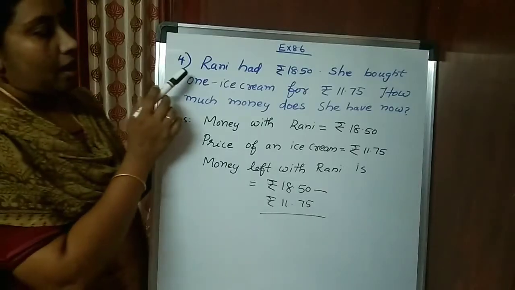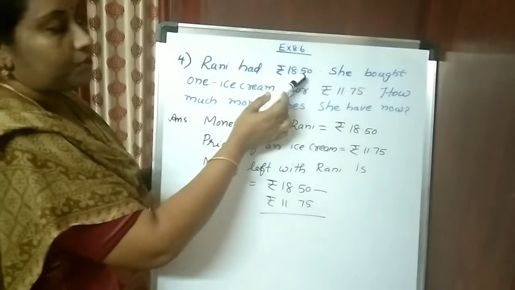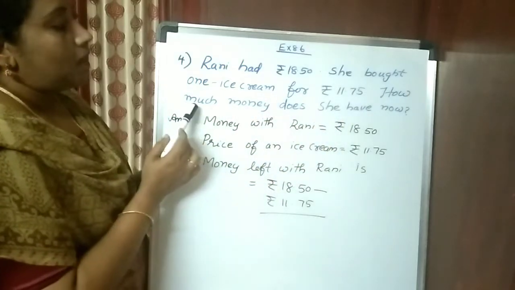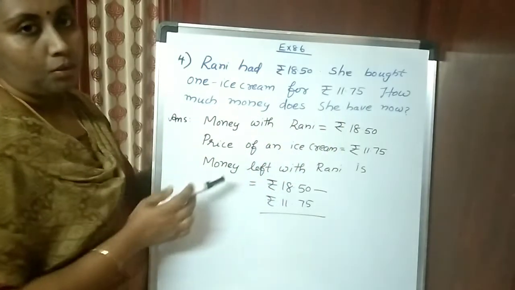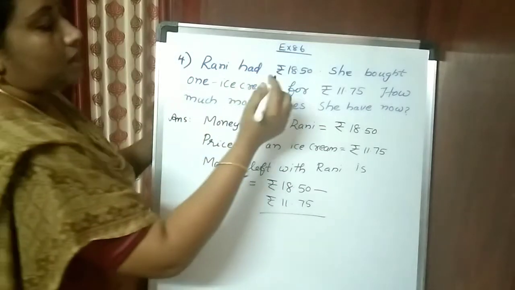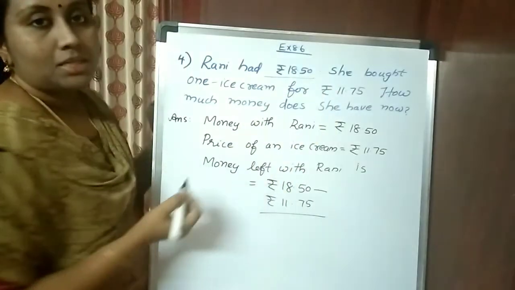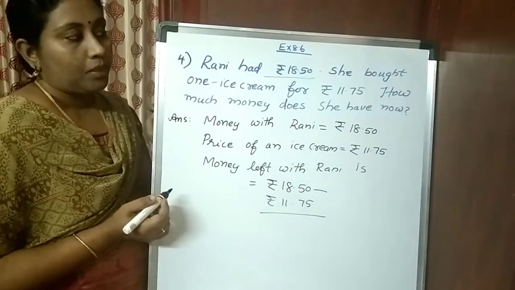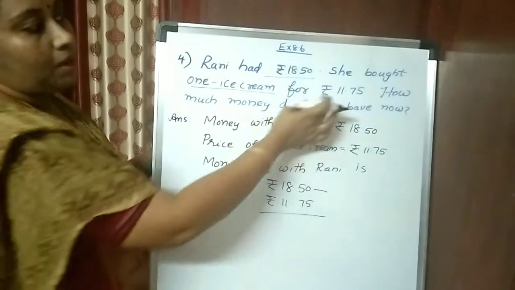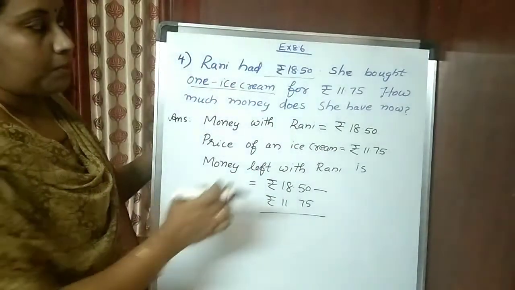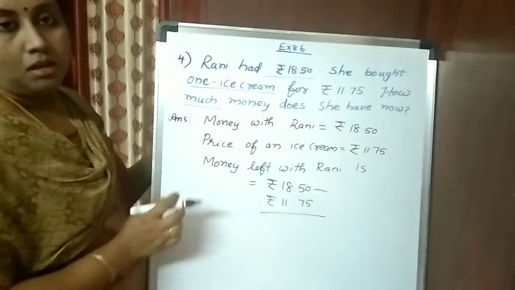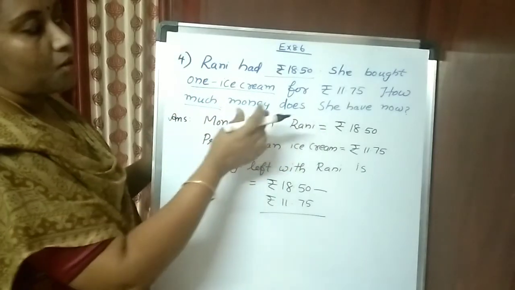Okay. Rani had rupees 18 and 50 paise. She bought one ice cream for rupees 11 and 75 paise. How much money does she have now? Here also which are the given things? Yes, Rani had rupees 18 and 50 paise. Then she bought one ice cream. What is the cost of that ice cream? Rupees 11 and 75 paise. How much money does she have now?